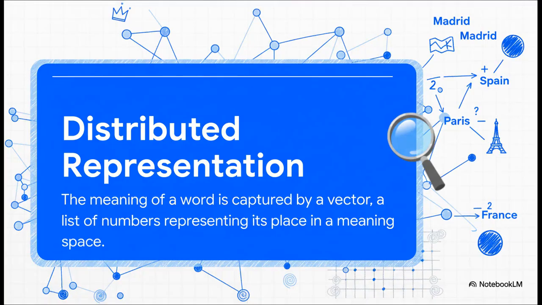Okay, so the fancy term for this is distributed representation. All that means is that every word gets turned into a vector. You can just think of a vector as a big long list of numbers, kind of like a recipe. This recipe of meaning tells the computer exactly where to place the word on that huge map. Now, these aren't dimensions we can easily name, like size or color, but abstract dimensions of meaning that the model learns all on its own.